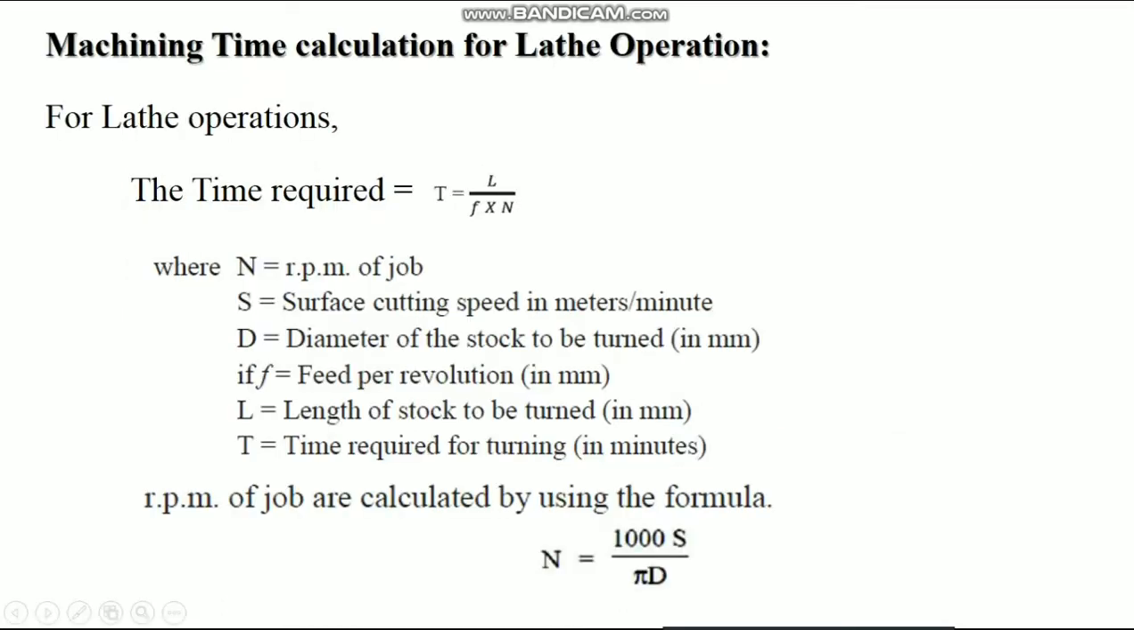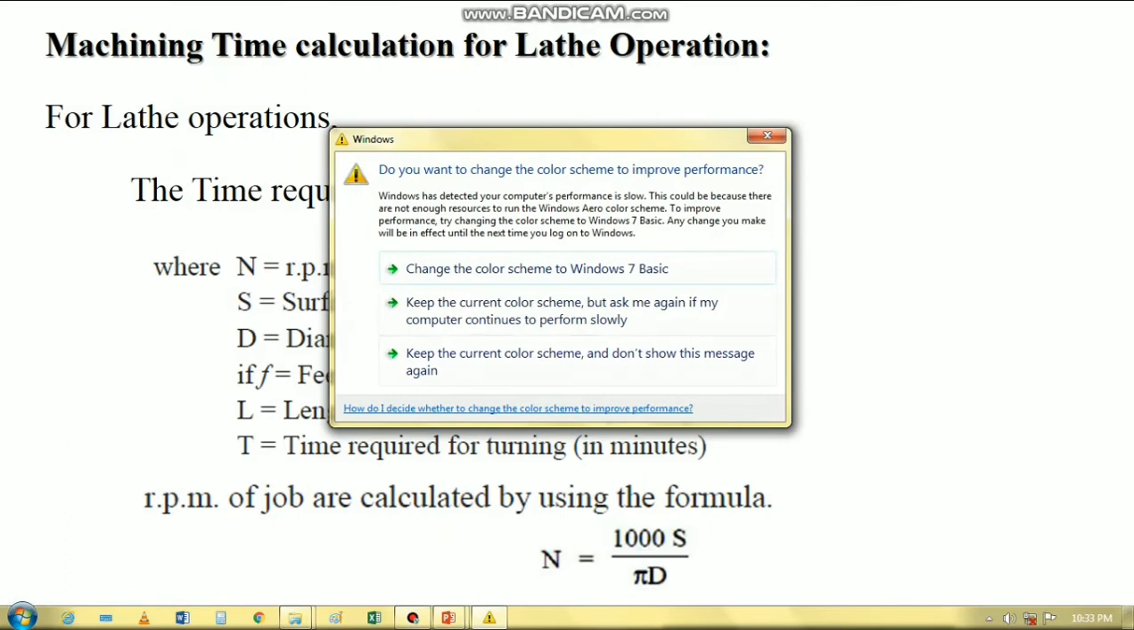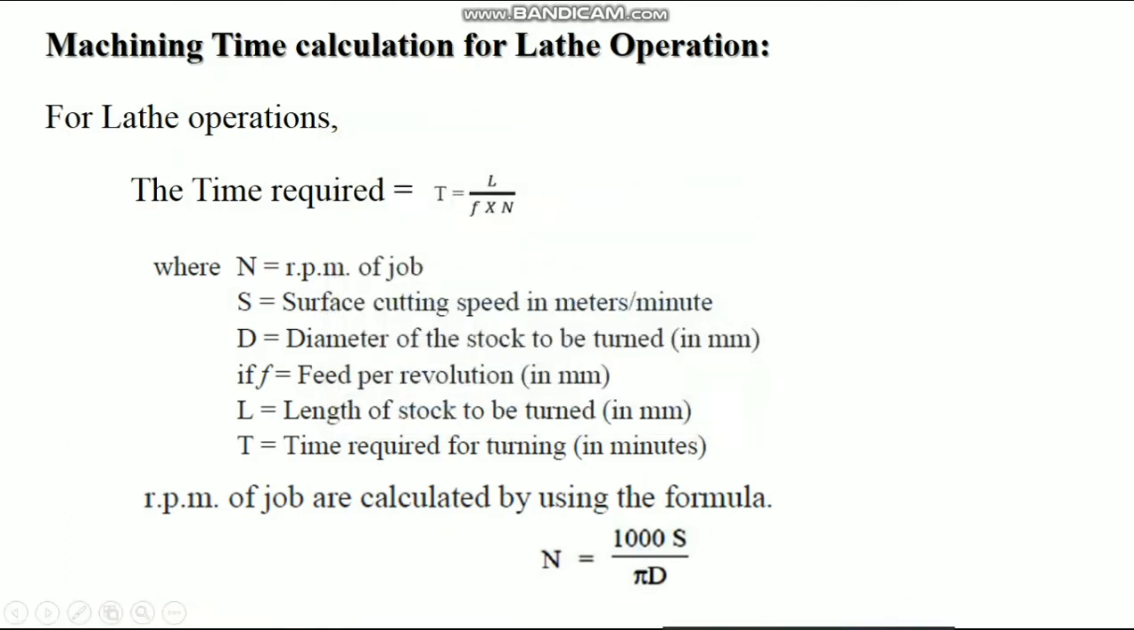In this video, I will explain the machining time calculation for lathe operations. In lathe, many operations can be performed. Example: facing, turning, drilling, knurling, chamfering. For all these operations, we can find out the time required by using a single formula, that is T is equal to L by F into N.